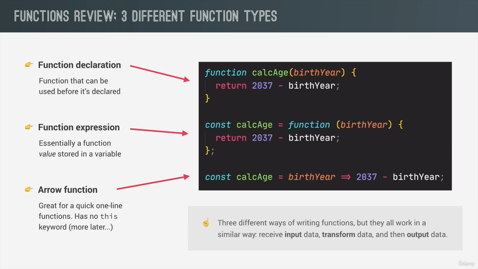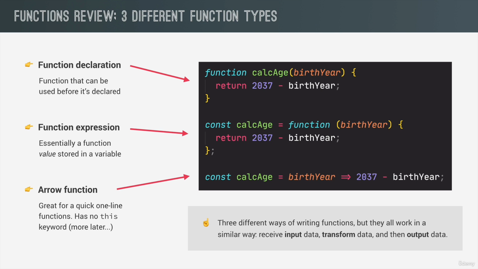Now, what's important to note here is that these are 3 different ways of writing functions, but they all work in a similar way. So all of them can receive input data, they transform data, and then they can output data. It's all optional, but usually that's the things that functions do. And no matter which type of function we use, we can always do these 3 things.